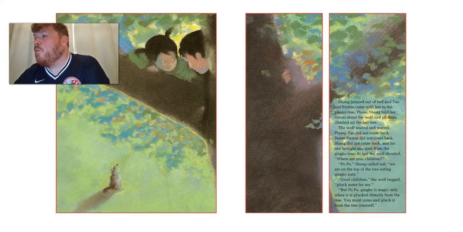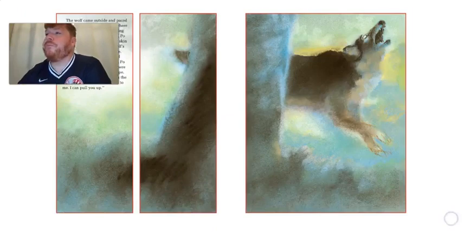The wolf waited and waited. Plump Tao did not come back. Sweet Peotzi did not come back. Shang did not come back, and no one brought any nuts from the ginkgo tree. At last the wolf shouted, "Where are you, children?" "Po Po," Shang called out. "We are on the top of the tree eating ginkgo nuts." "Good children," the wolf begged, "pluck some for me." "But Po Po, ginkgo is magic only when it's plucked directly from the tree. You must come and pluck it from the tree yourself."